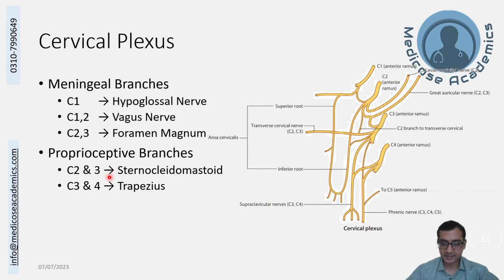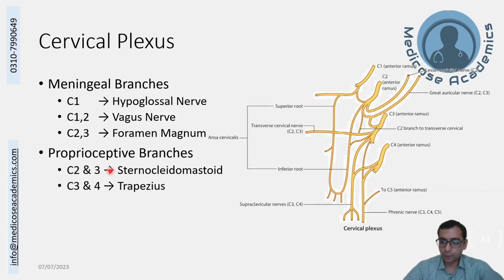The proprioceptive signals coming from sternocleidomastoid and trapezius don't go to the CNS along with the spinal accessory nerve. They go to the CNS through independent nerves from the cervical plexus, proprioceptive branches from C2 and C3, C4 and C5, C3 and C4. Not shown in this particular picture.